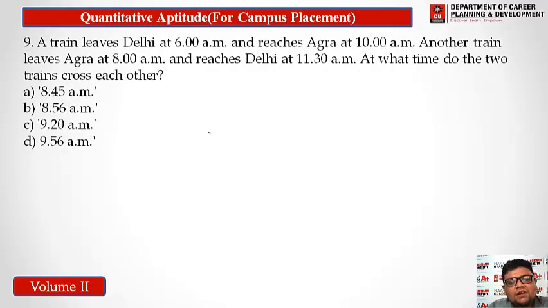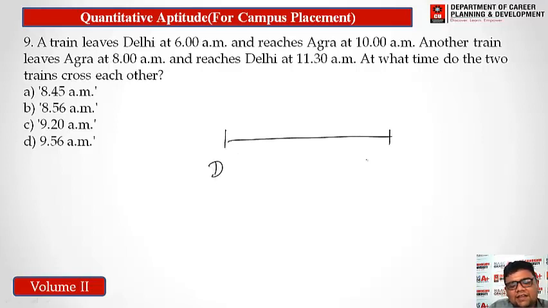Question number 9. A train leaves Delhi at 6 am, reaches Agra at 10 am. Another train leaves Agra at 8 am, reaches Delhi at 11:30 am. Now you have to tell at what time the two trains cross each other. Two trains are crossing each other at what time?